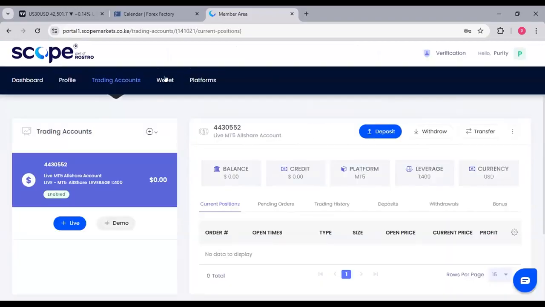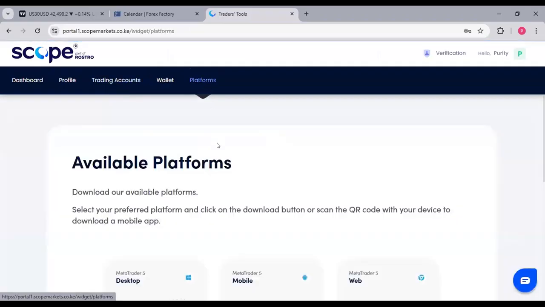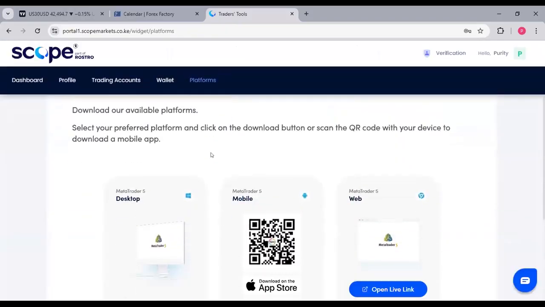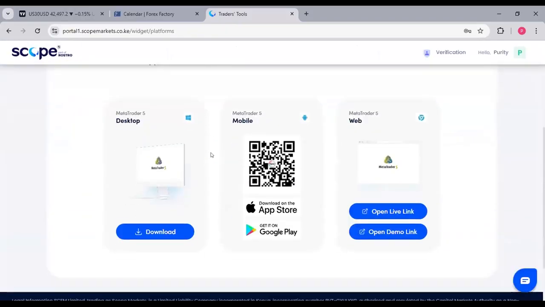After that, you will come right here where we have wallet. This is for depositing. Then right here we have platforms, which is what I'll major on today mostly. We have MT5. This MT5 is for mobile phone. For those who have iPhone, we have it right here. You'll come and click it at this point. Those who are using Android, you have it right here.